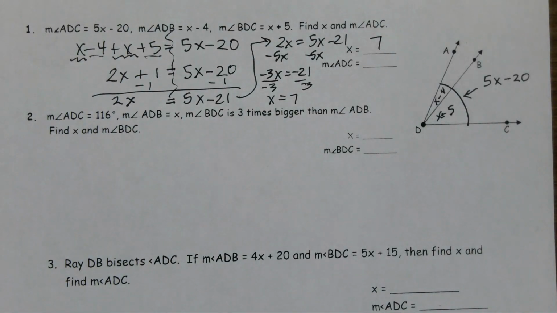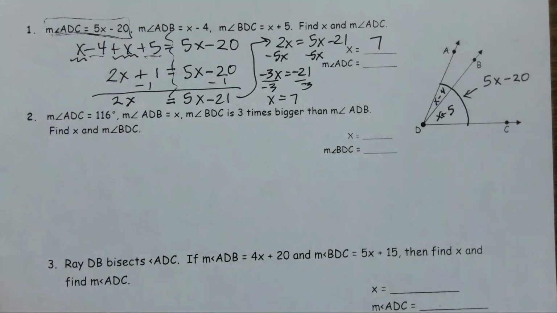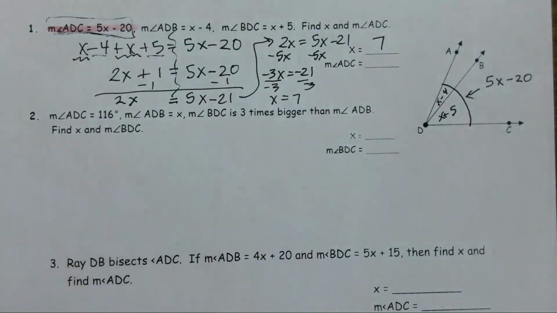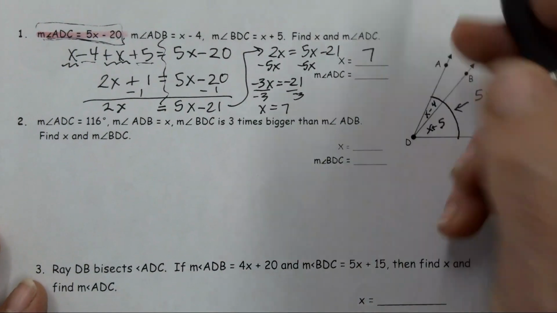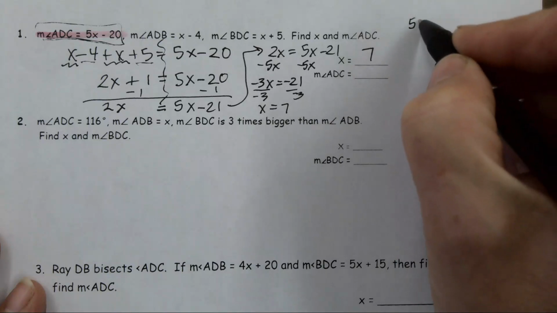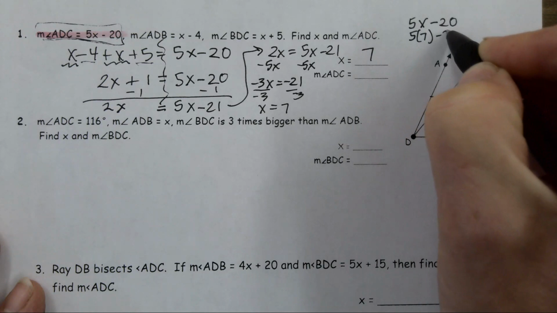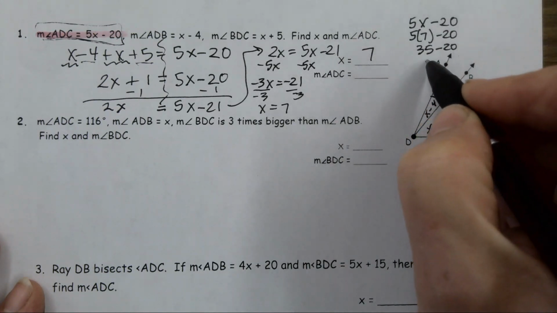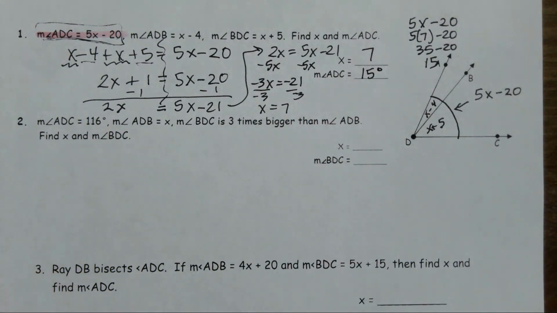How do I find the measure of ADC? Yep, I go right back up, pick the one that I'm looking for. They said find ADC, so here's ADC. That's the one I'm going to use. So I will do 5x minus 20. I would do 5 times 7 minus 20. 35 minus 20, or 15. That means that's 15 degrees.